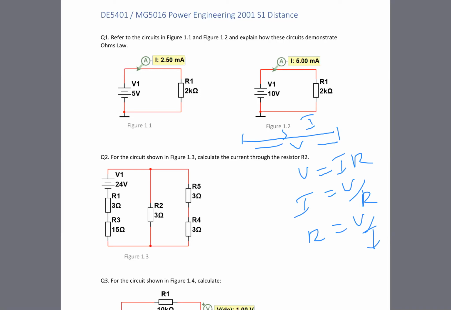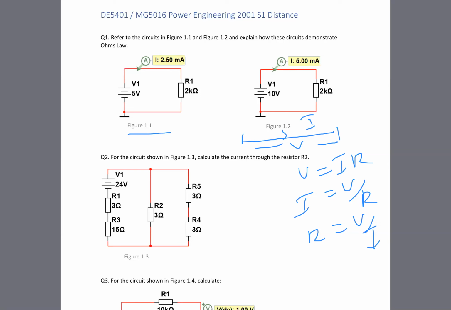Now, in these given circuits, how do we prove that they follow Ohm's law? Yes, we can just substitute these values into the V equals IR formula, then validate those values. If they follow that rule, then they are following Ohm's law. So just see, guys, case 1, whether it follows Ohm's law.